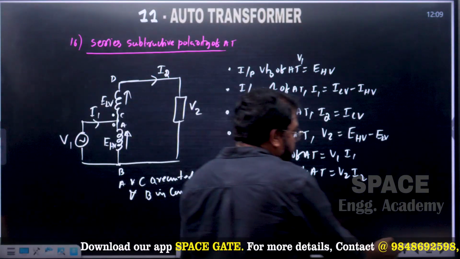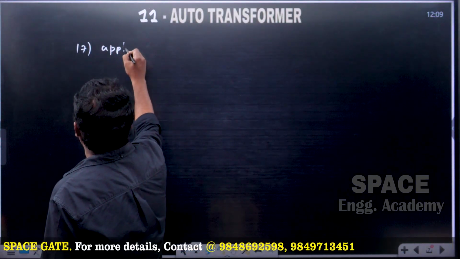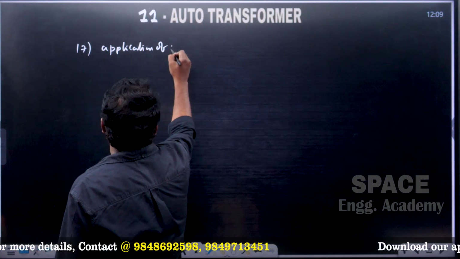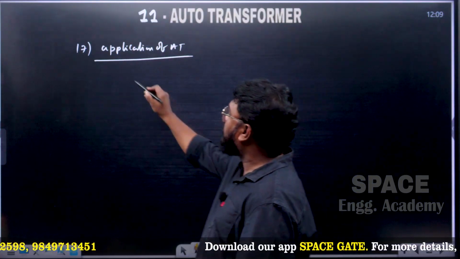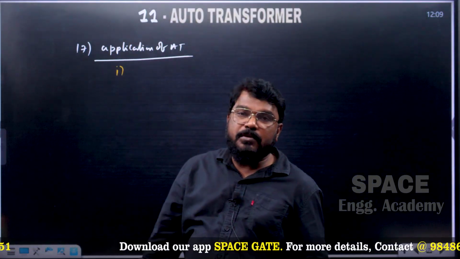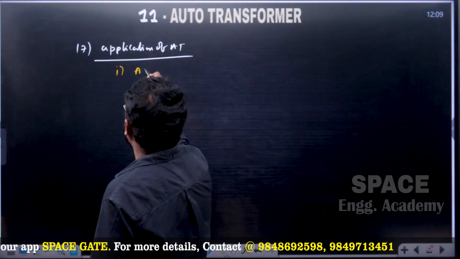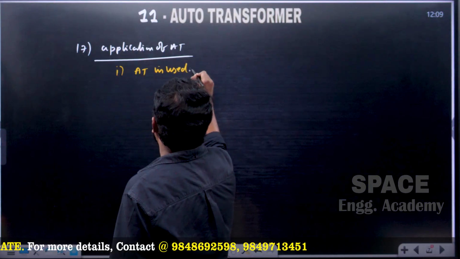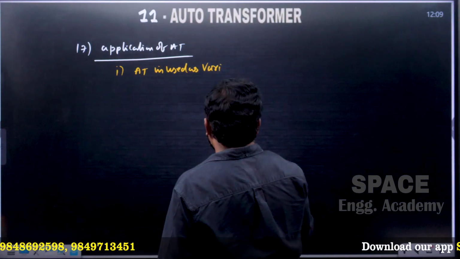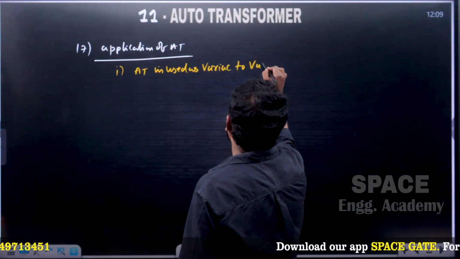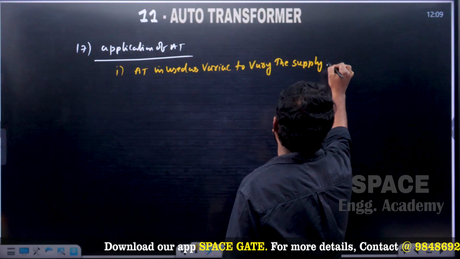And next observation, so what are the applications? The seventh one, applications of auto transformer, they will ask. So what are the applications of auto transformer? One of the applications, auto transformer is used as a variac to vary the supply voltage. So there are chances of asking such questions.